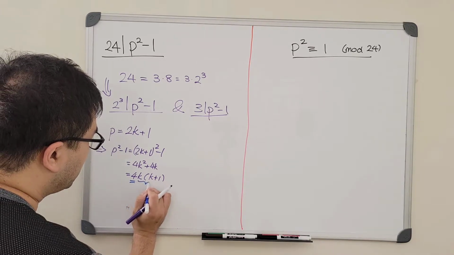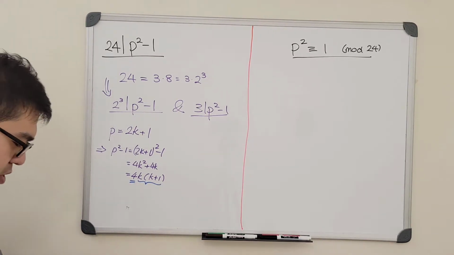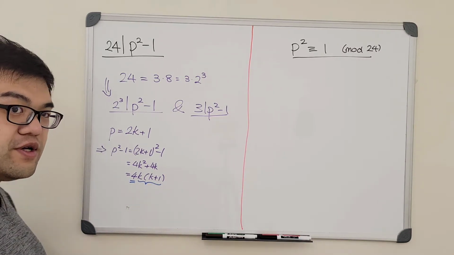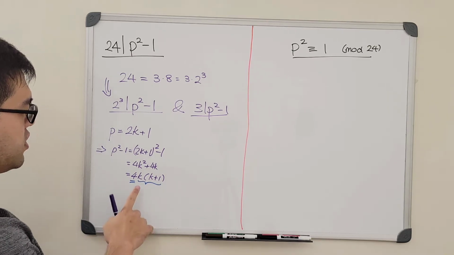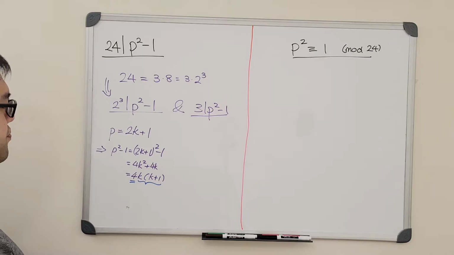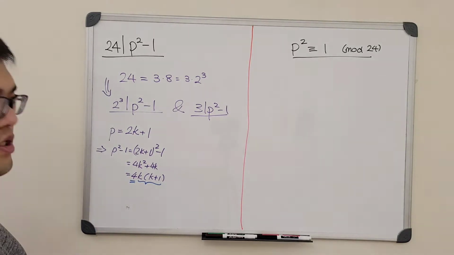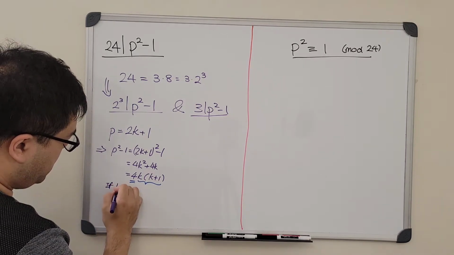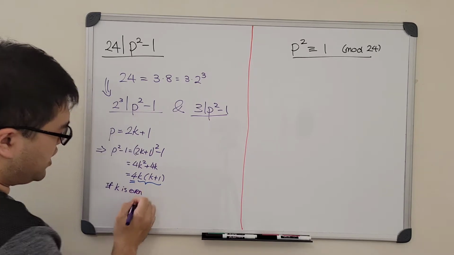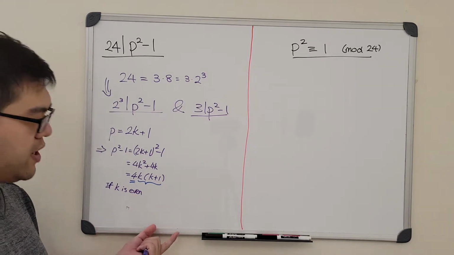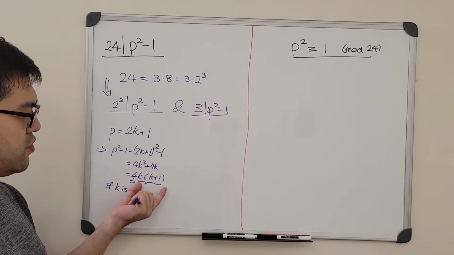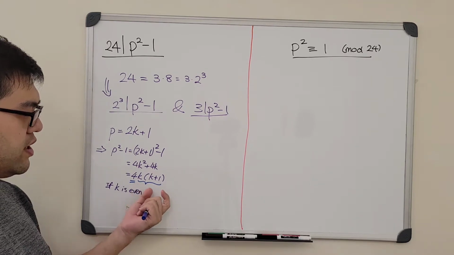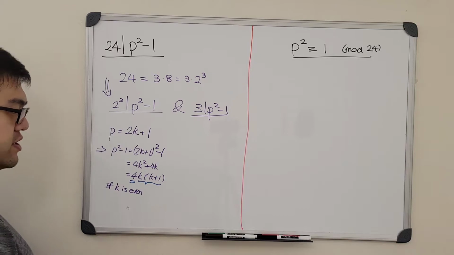Moreover, if we consider the second part, k times k plus 1, we are going to show that this product right here is also even, meaning it is also a multiple of 2. How? Well, since k is an integer, we have two options. If k is even, then k can be written as 2 times some m. In other words, we have 2 times some integer, so we're done. We just showed that k times k plus 1 is even, or is a multiple of 2.